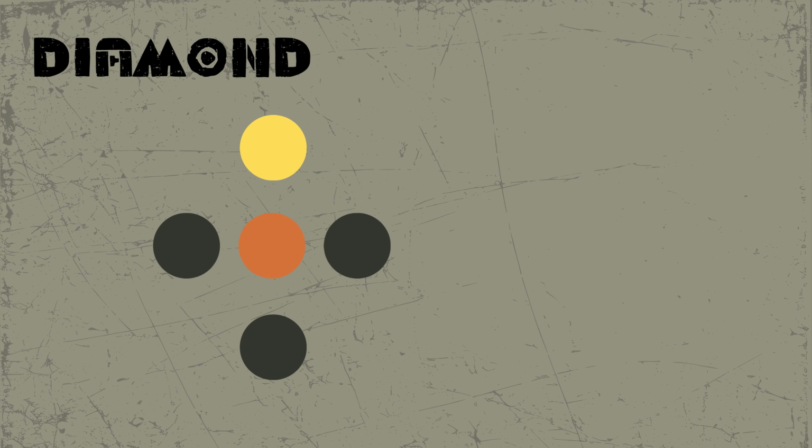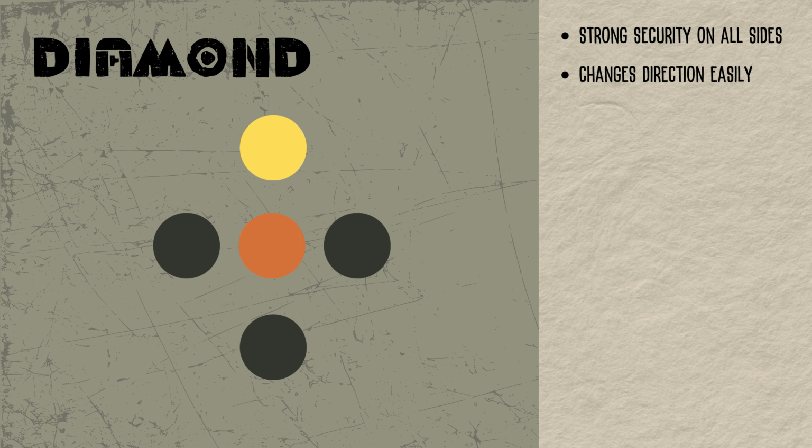Last formation we're going to look at today is diamond. Now, diamond has good security on all sides, and it can change direction really easily. This is an example of a formation that's easy to swap in and out of from file or echelon.